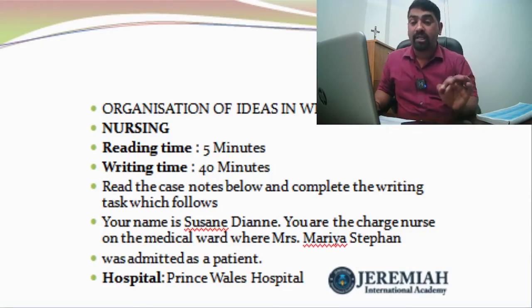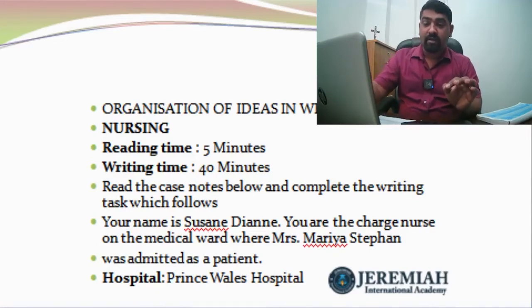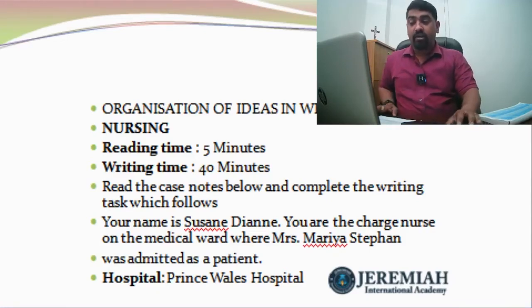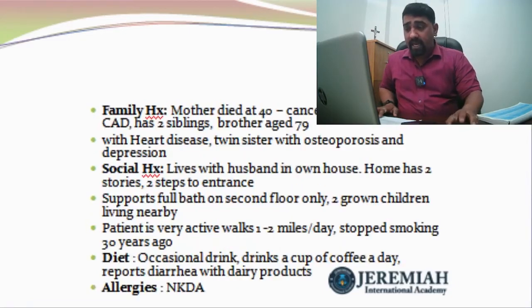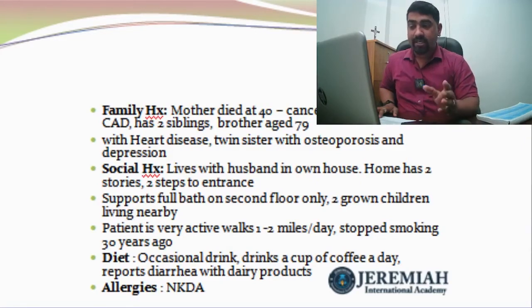For those who haven't seen the question, I'm displaying it on my slides with the question paper, so that will definitely also be helpful. So far what we have seen is that we already read, your name is Susan Jane and you're the charge nurse on the medical ward where Mrs. Maria Stephen was admitted as a patient. The hospital is Prince of Wales Hospital. And further, the family history we already discussed, with her deceased twin sister with osteoporosis and depression.